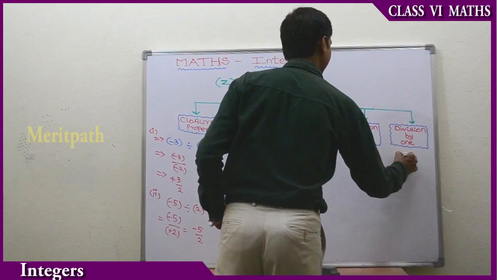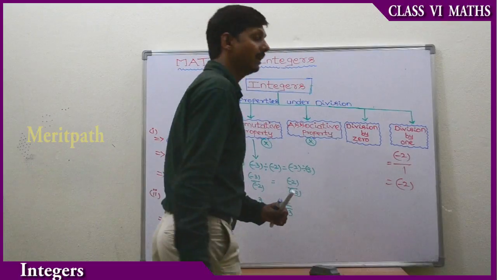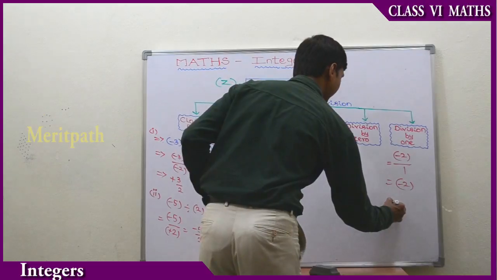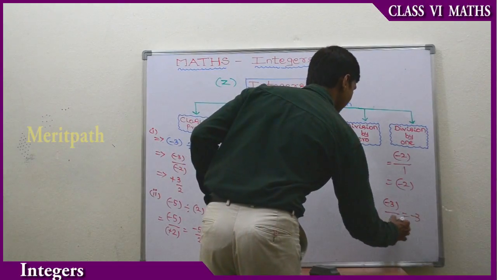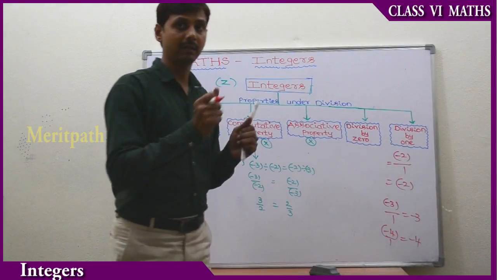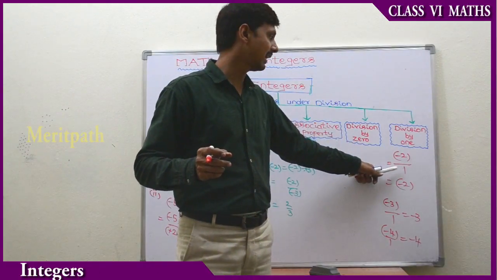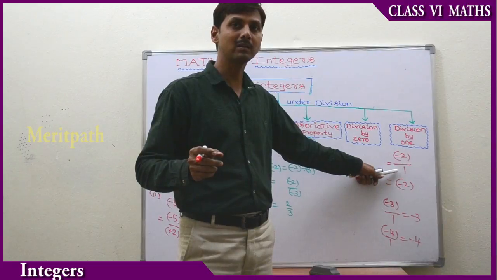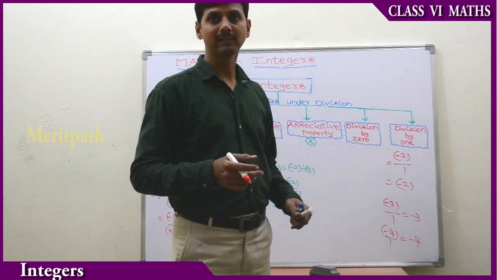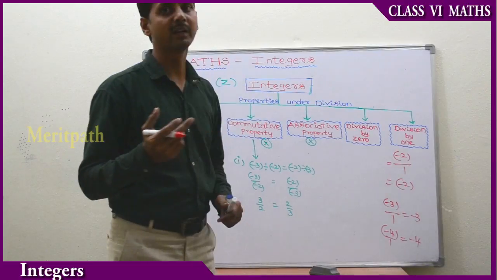Division by 1. When we take an integer and divide it by 1, we'll be getting the same result as what we have taken. This -2 divided by 1 is -2 only. So -3 divided by 1 is also -3. -4 divided by 1 is -4. And whatever integer we take, except 0, in the numerator, with the denominator 1, we'll be getting the same result. So division by 1 is nothing but the same result, except when 0 is in the numerator.